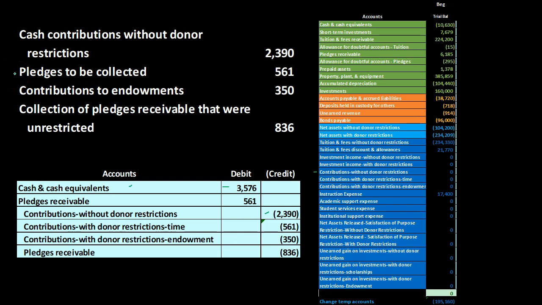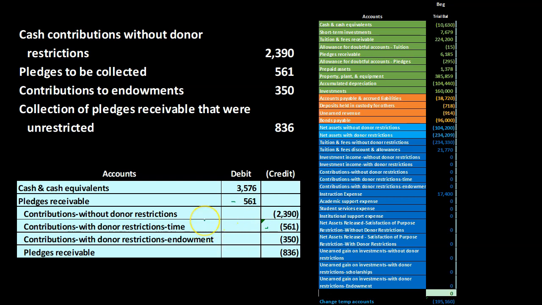So these are going to be pledges to be collected. We have not yet collected these. Therefore, the transaction is going to be a receivable type of account. Up top is going to be going up, pledges receivable, in the debit direction. So that's going to be this item. And then the other side is going to be the contributions with donor restrictions. We're saying there is a restriction due to time.